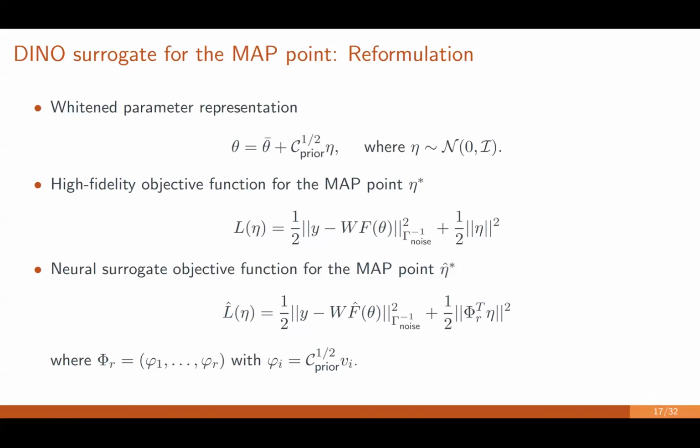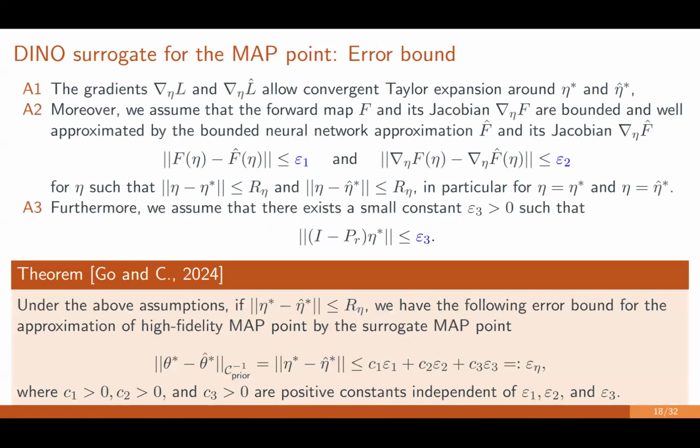Under proper assumptions, and another quantity is we have this projection. Suppose we have this input projection of our parameter. So under proper assumptions, essentially we assume that the gradients of this objective function, of the high fidelity and approximate, allow a convergent Taylor expansion around this MAP point. And also, we assume that the forward map approximation error is upper bounded by epsilon 1, and the Jacobian error can be upper bounded by epsilon 2.